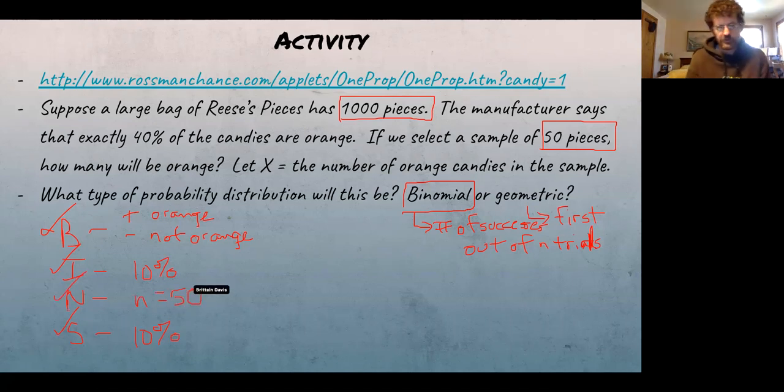Okay, so we're pulling 50. This is more just review. I didn't want to spend a long time on this. So we know we're dealing with a binomial setting, and we're going to be looking at binomial probability a little bit.